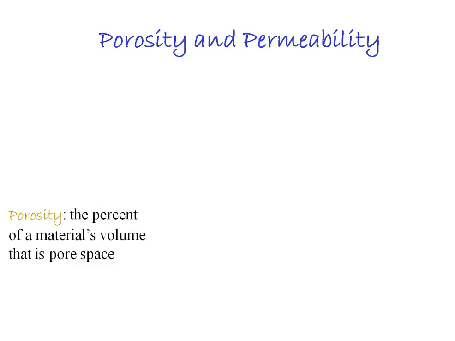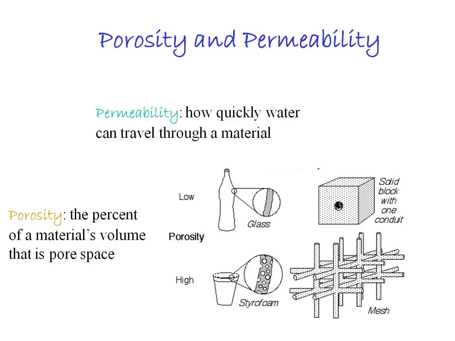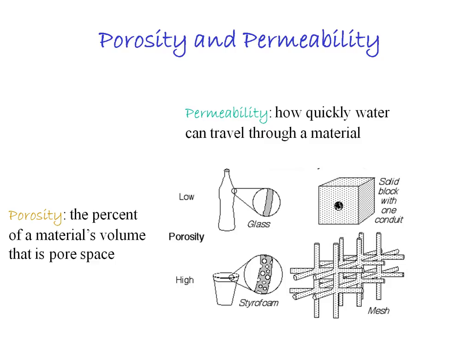So let's compare porosity and permeability. Porosity is the percent of a material's volume that is pore space, and permeability is how quickly water can travel through it. Glass is solid, so it is a low porosity. This cube is solid with 1 hole through it, so it is also a low porosity. The amount of air to solid is very low.